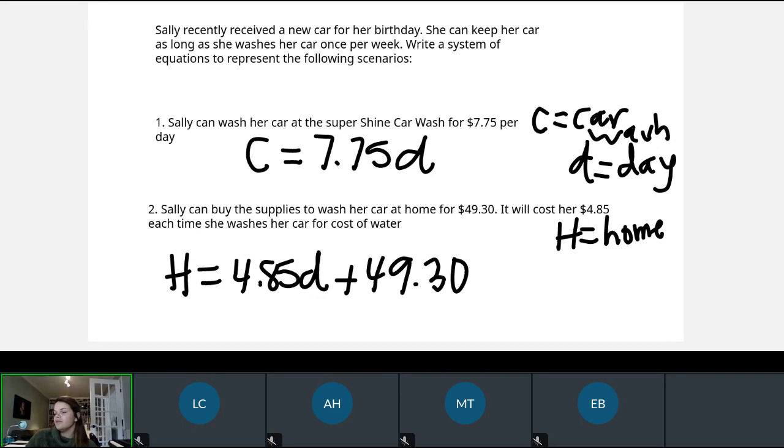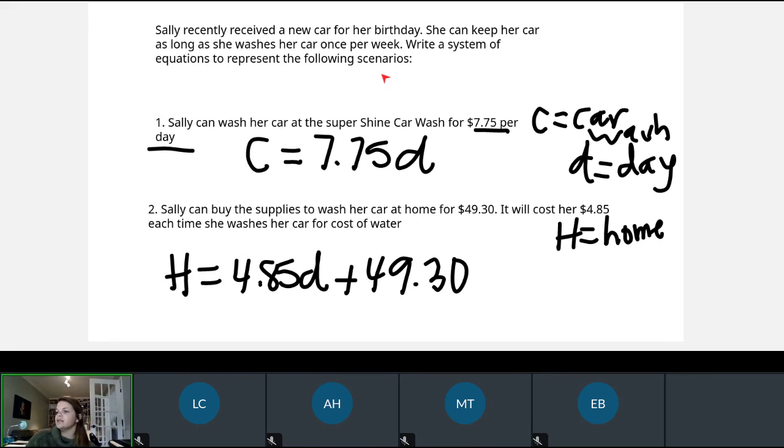The cost for Sally to wash her car is $7.75 per day. So cost equals 7.75 per day times the days. So you need to have a variable in both of your equations.